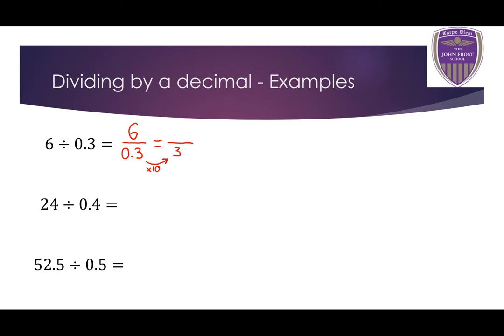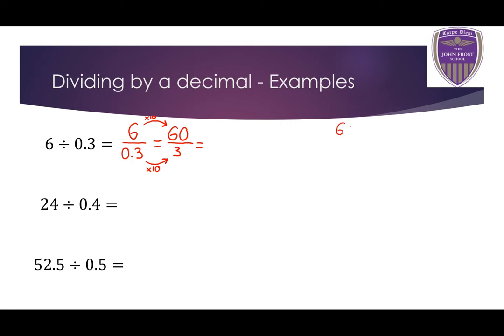Now, to keep this as an equivalent fraction, whatever I do to the bottom number, I have to do to the top. So if I times the bottom number by 10, I have to do the same to the top number. So 6 times 10 is 60. Now, this is a much easier question to solve. Essentially, what I'm trying to answer here is what is 60 divided by 3? So over here, I'm trying to find 60 divided by 3.